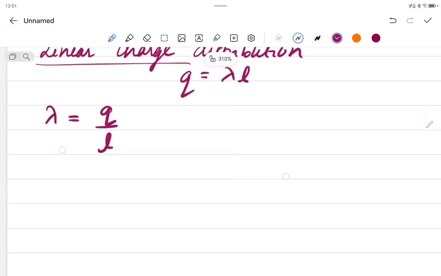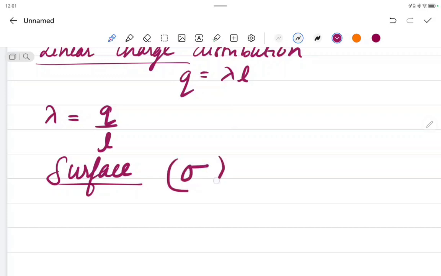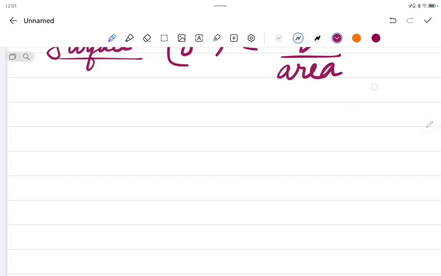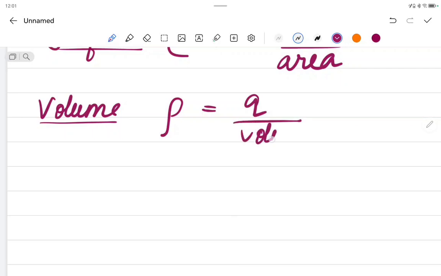Now for surface charge distribution, it is represented by sigma. It is charge upon area. And for volume, we denote it as rho, which is charge upon volume.